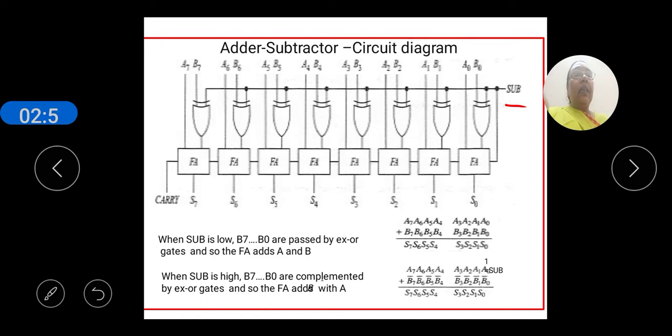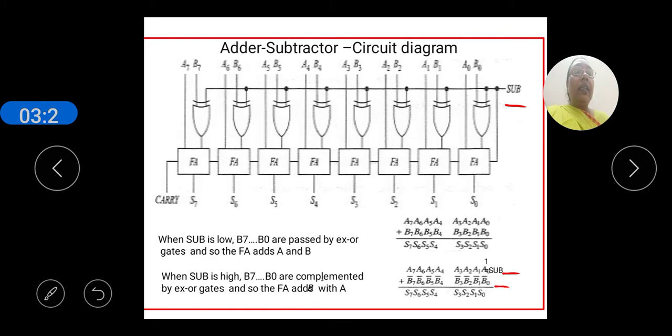Since the 1's complement of B is added with the sub 1, it's like having the 2's complement of B. Whenever we want to add a positive number with a negative number, the negative number is found by finding the 2's complement of its positive number. 2's complement is nothing but the 1's complement of the given number, and you are adding 1 to that 1's complement.